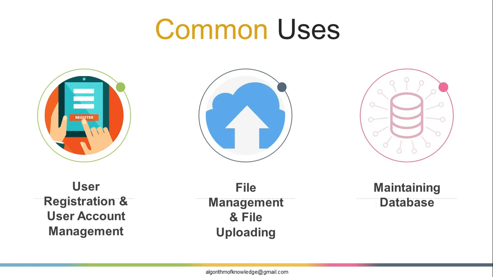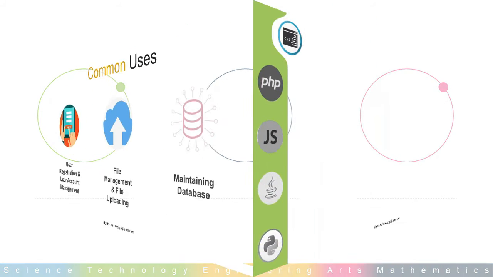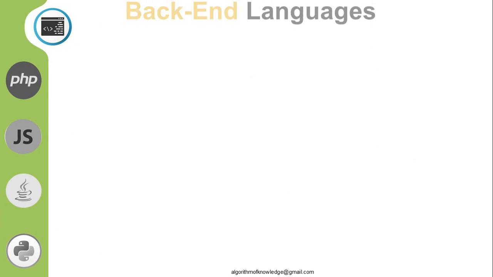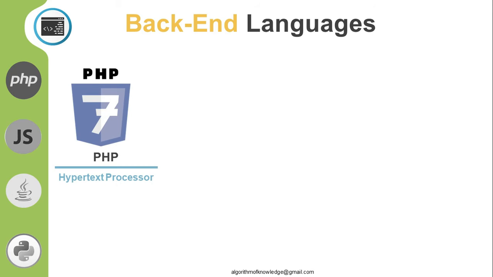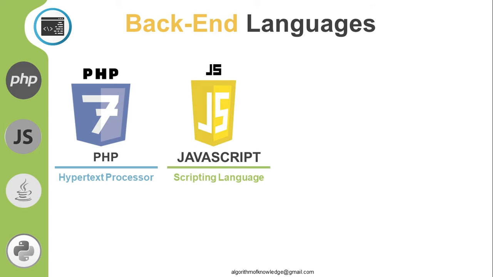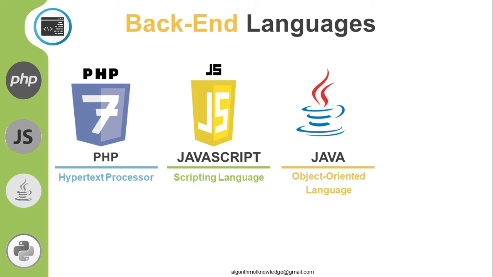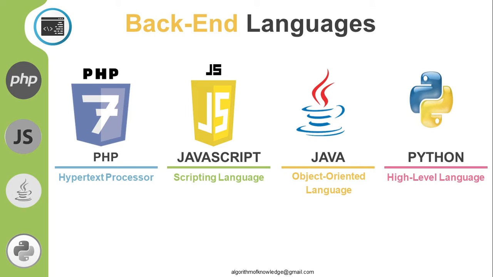Now let me tell you about some backend languages which are most popularly used by web developers. Your backend could be anything like PHP, which is Hypertext Preprocessor, JavaScript, which is a scripting language, Java, which is an object-oriented language, and Python, which is a high-level language.